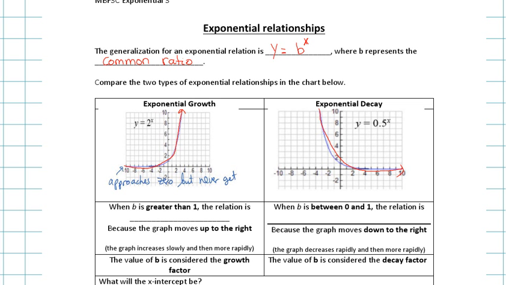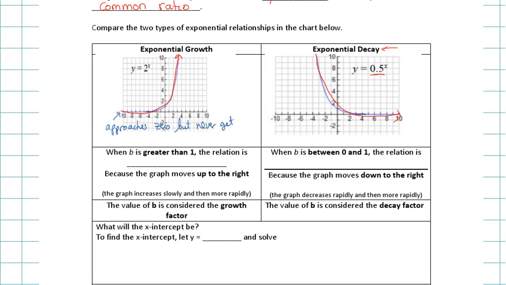Now, the equation for an exponential growth, in this case, is y equals 2 to the power of x. So your common ratio or your base is 2. However, for an exponential decay, your base is 0.5, so it's y equals 0.5 to the power of x. So guess what? That base is the one that affects whether it's growth or decay. When b is greater than 1, when your base is greater than 1, the relation is growth.